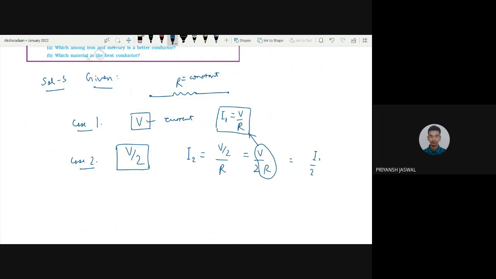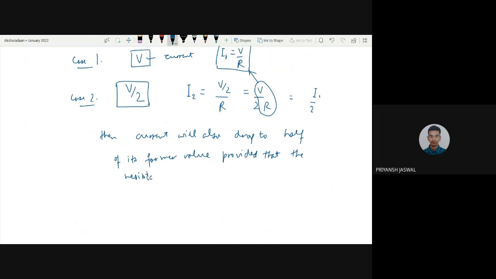If the potential drops to half of its former value, then current will also drop to half of its former value, provided that the resistance of the electrical component remains constant. This is the answer.